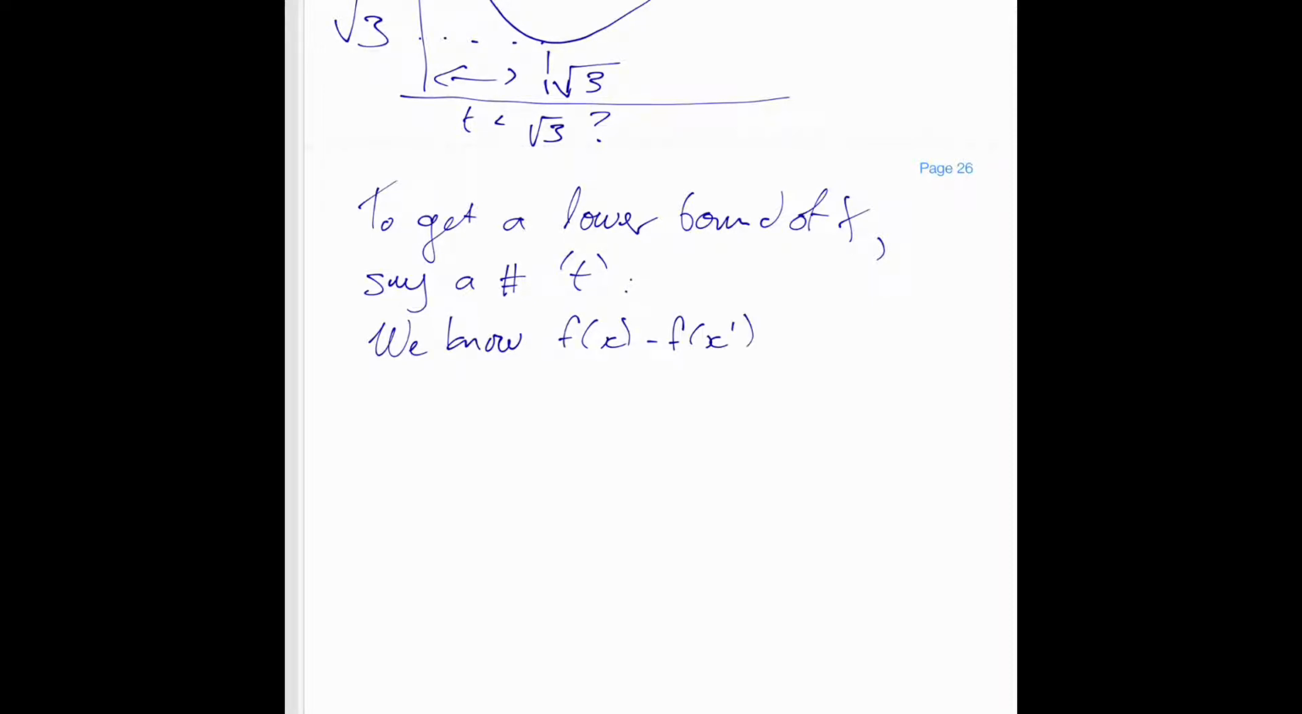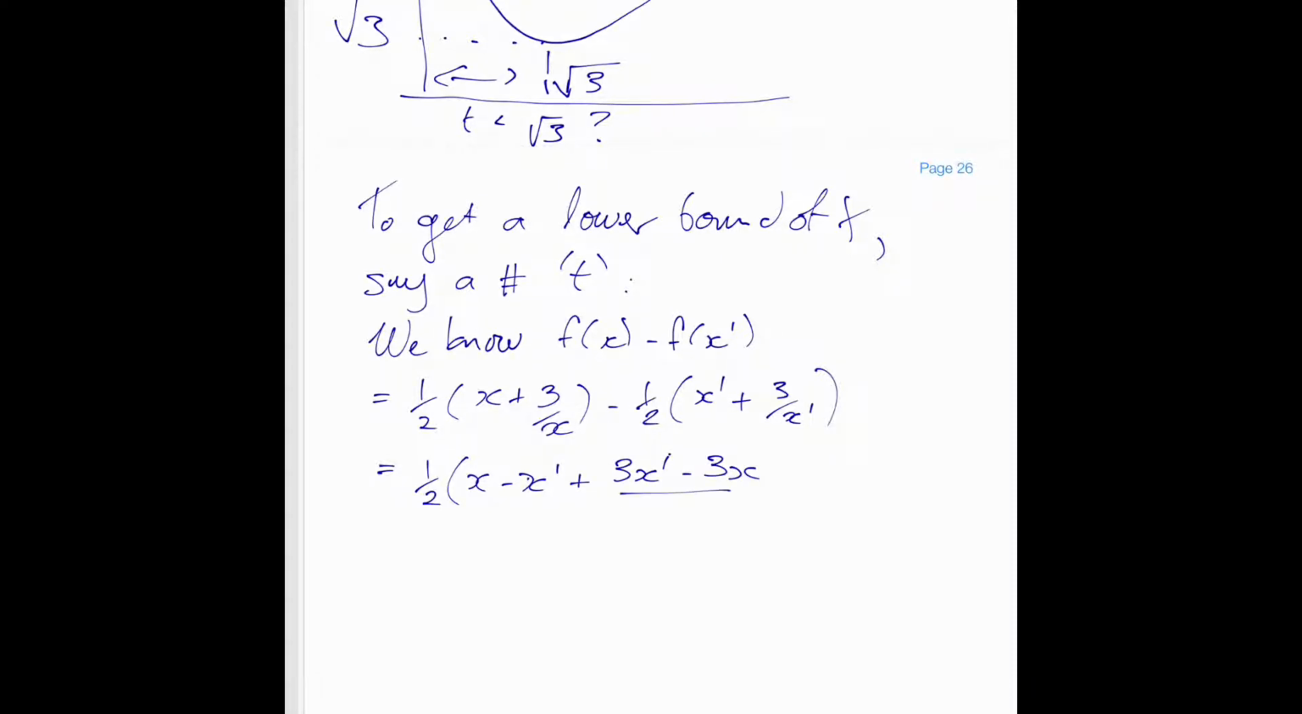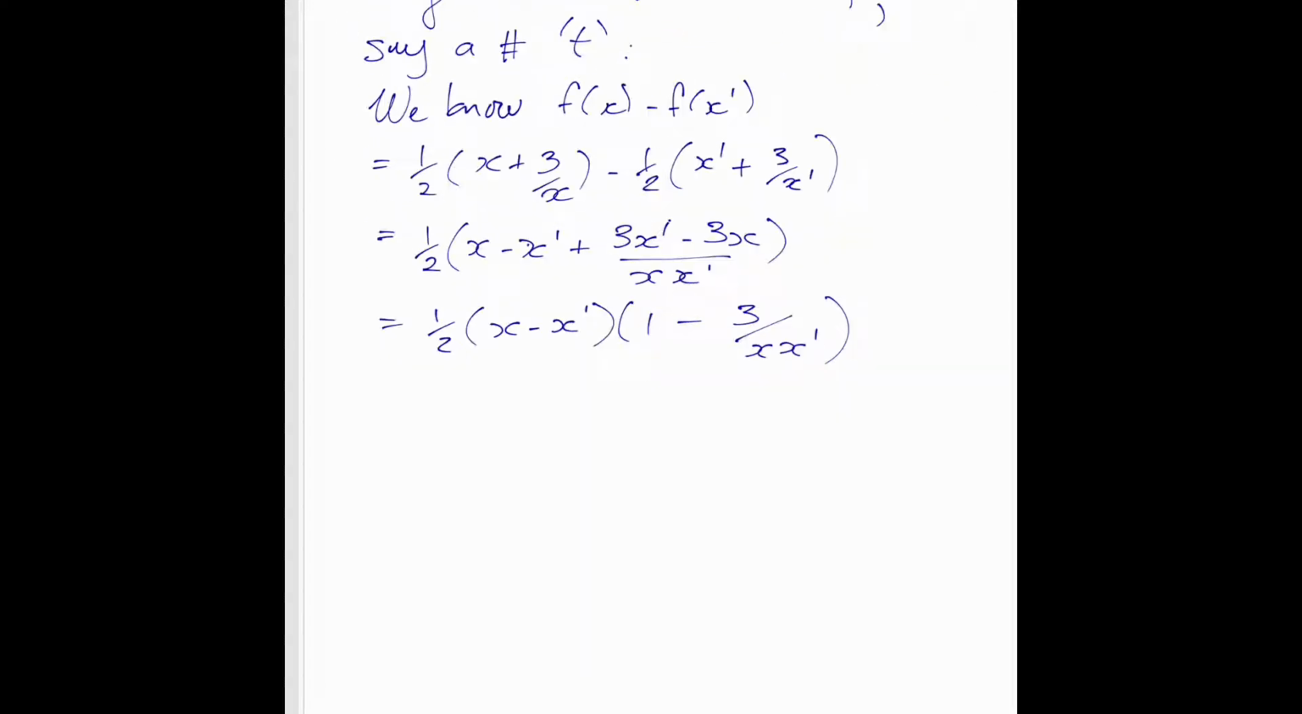we know that f of x minus f of x prime is equal to a half x plus 3 over x minus a half x prime plus 3 over x prime. And we can simplify this equation, work it through, so this works out to be a half of x minus x prime plus 3x prime minus 3x over x prime, which is a half x minus x prime times 1 minus 3 over x prime.